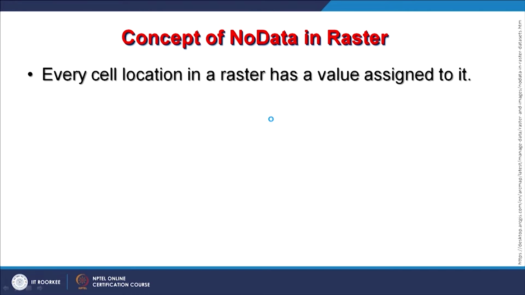As you know, in raster every cell has its location and a value. Suppose I have an 8-bit digital elevation model or an 8-bit satellite image, then my values might vary between 0 to 255. That means I can have a maximum of 256 values.